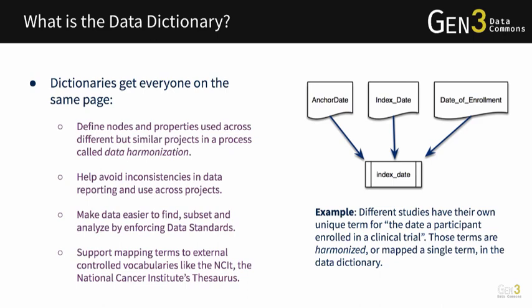An example of a data dictionary harmonization task is on the right here. In this example, different studies may have their own unique term for the date a participant is enrolled in the clinical trial. Those terms can be harmonized or mapped to a single term in the data dictionary. So one study may call it an anchor date, another may call it an index date, and yet another may call it a date of enrollment. The data harmonization process settles on one single term and one definition for that term.